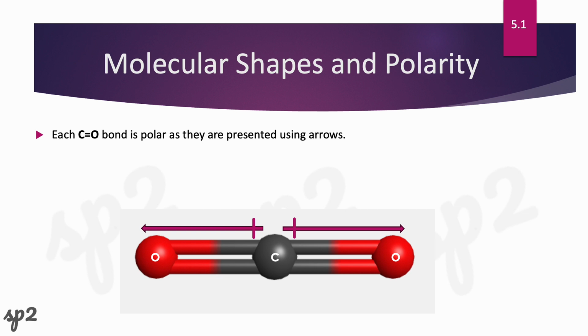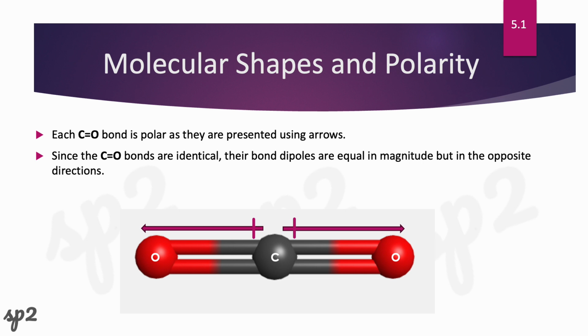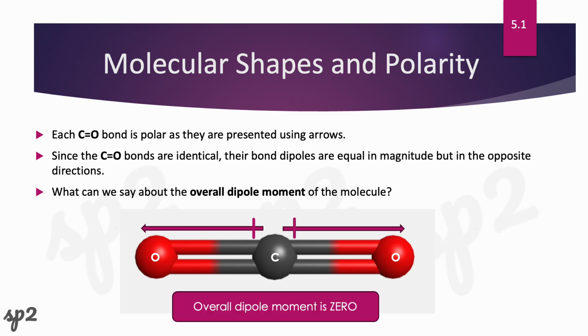For our CO bonds in CO2, both of these bonds are polar, and therefore we can use arrows, as you can see in this picture, to represent their polarity. Since the CO bonds are identical, their bond dipoles are equal in magnitude, but look at them. They are in opposite directions, right? So now the question is what we can say about the overall dipole moment of this molecule. It seems that we don't have any overall dipole moment. It seems that it's zero. So let's talk about why this is zero on the next page.